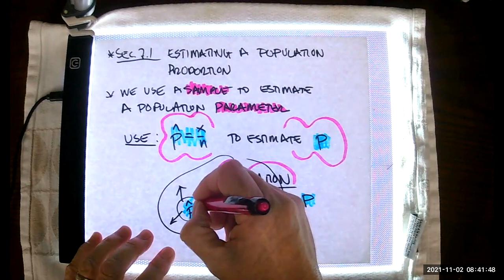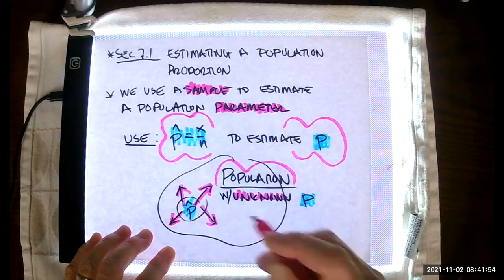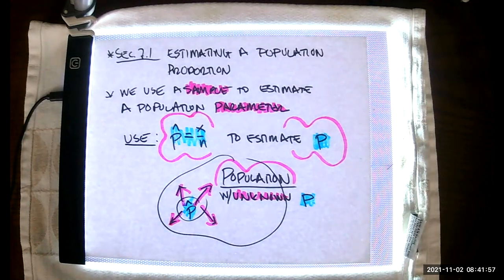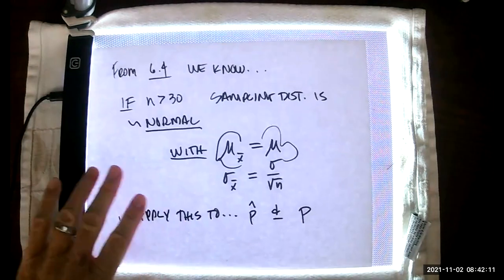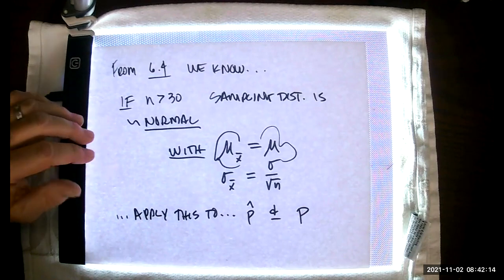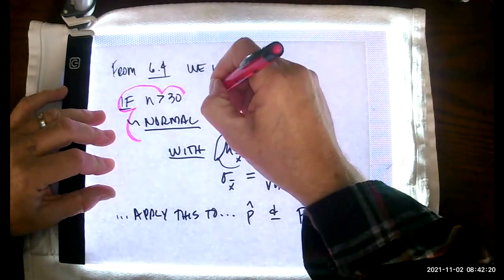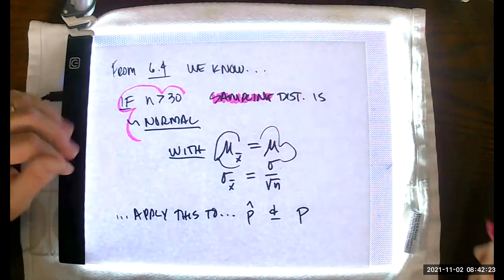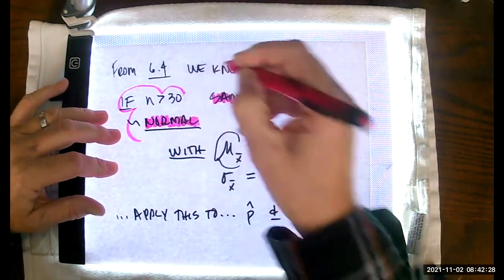And what we want to be able to do is to take our sample and extrapolate from that sample to the larger population. And this might seem a bit of a stretch. The sample, after all, will be very small in comparison to most population sizes. However, from section 6.4 and the central limit theorem, we know that if n is greater than 30, then our sampling distribution, and this will work for either the mean or the proportion, is approximately normal. And that is just vital here.